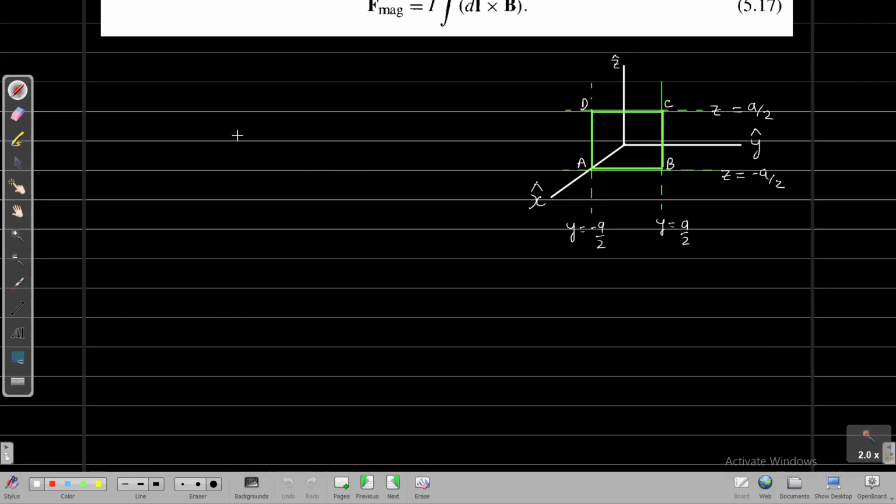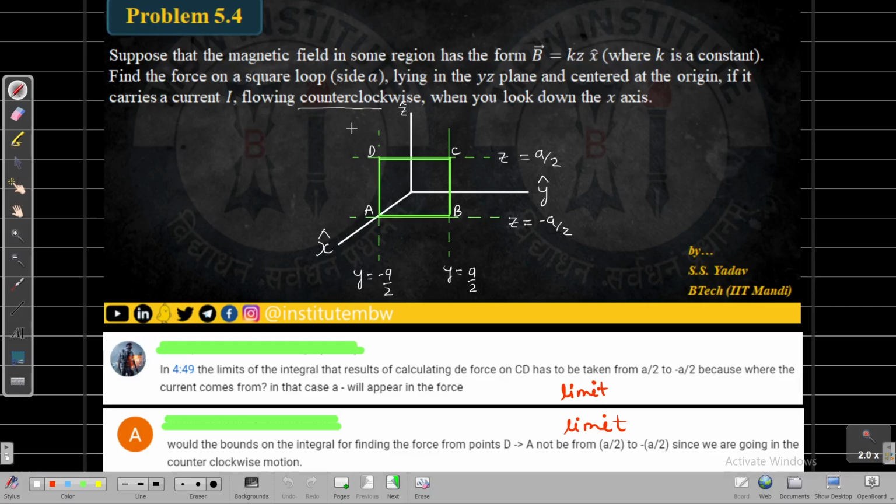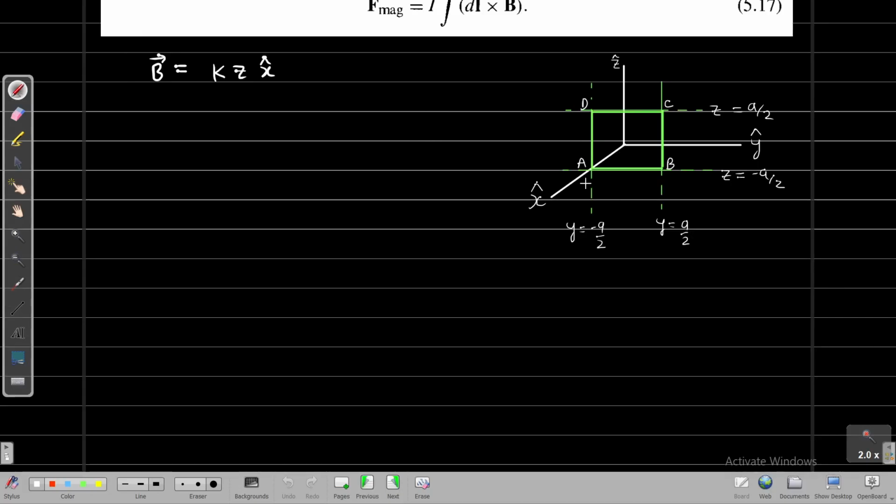What is given in the problem is the magnetic field B = kz x cap. All the description given in the problem is summarized in this figure. And the current direction is counterclockwise. Current direction is counterclockwise.